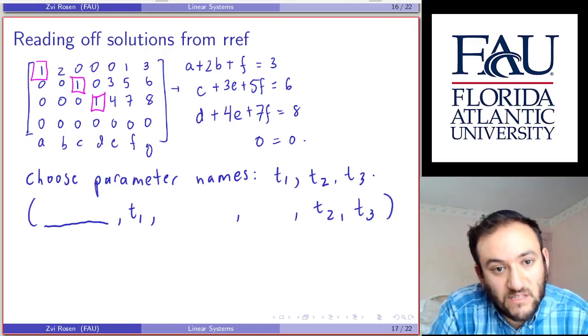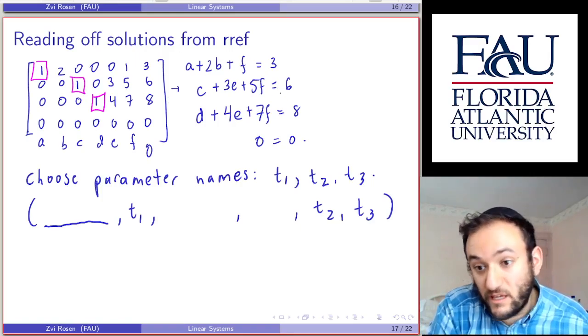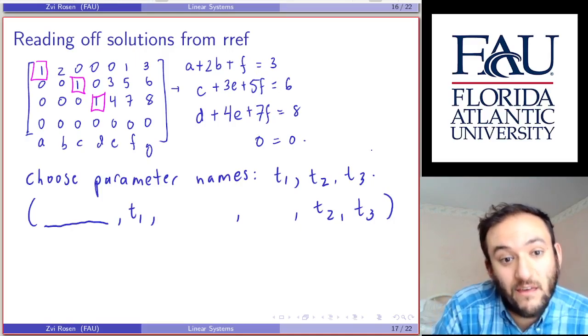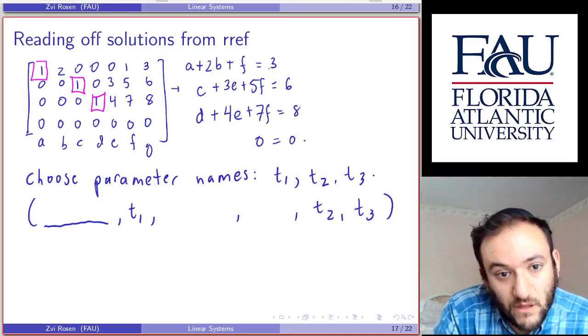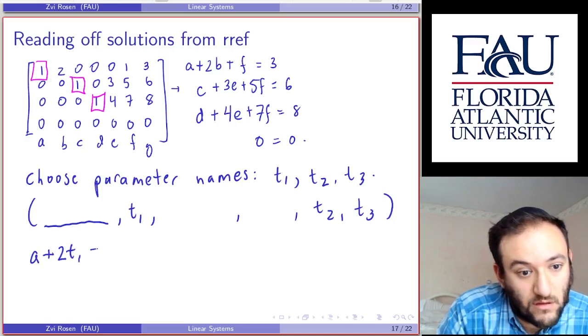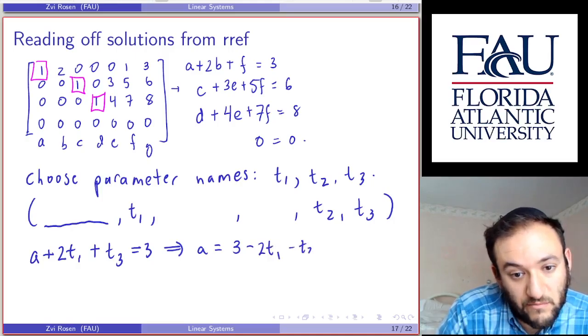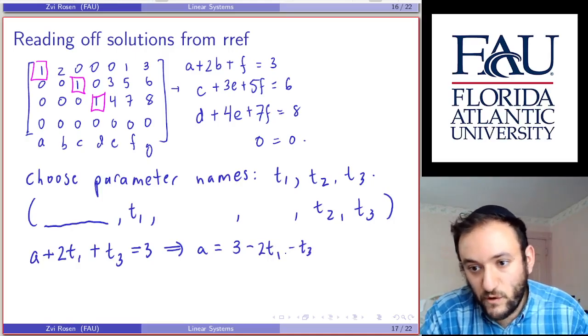Okay, and now let's plug that in into these equations, and we can read off the values for A, C, and D. So in the first equation, I have A plus 2B, which is T1 now, plus T3 equals 3. So that means that A will be equal to 3 minus 2T1 minus T3. Okay. And that's just rearranging the equation.